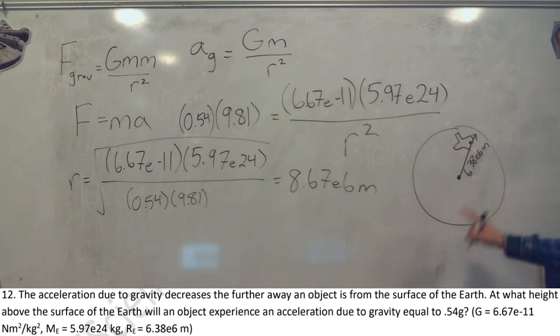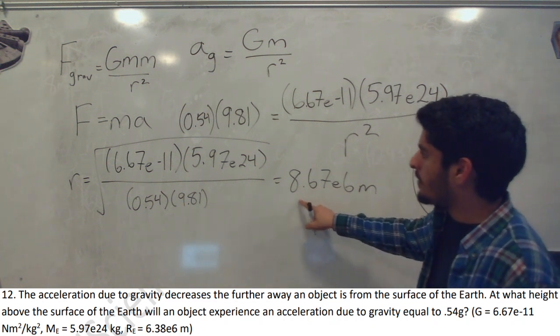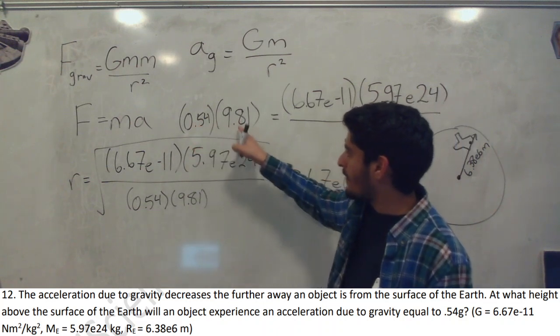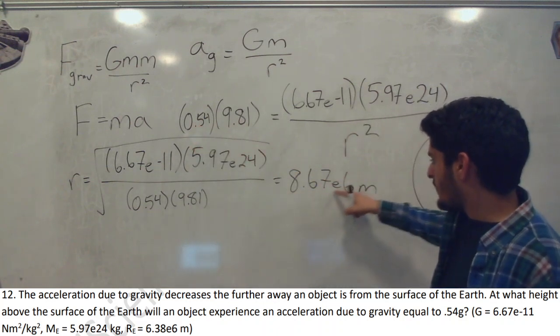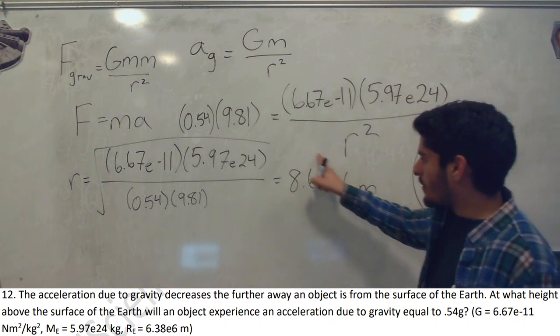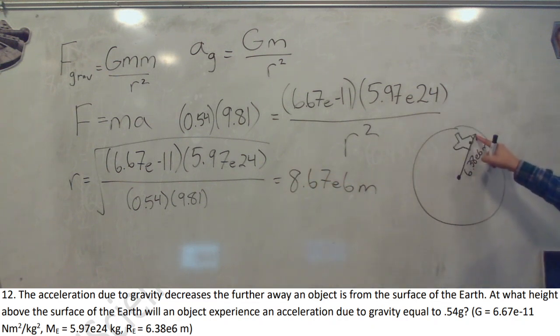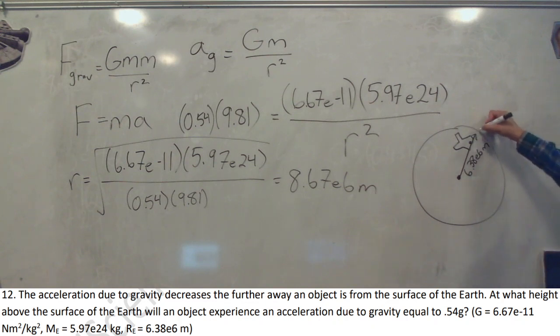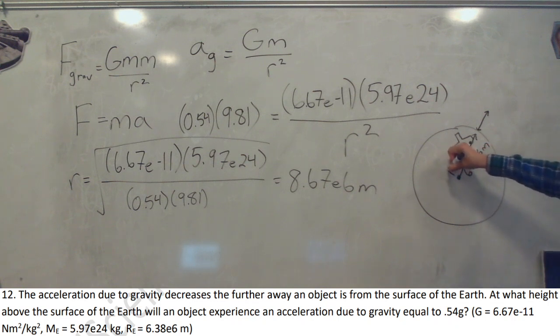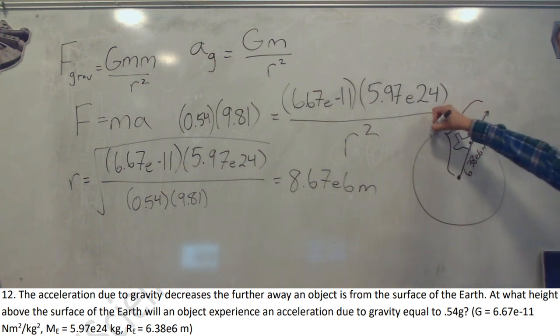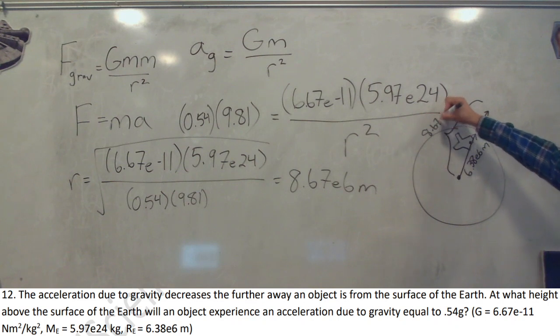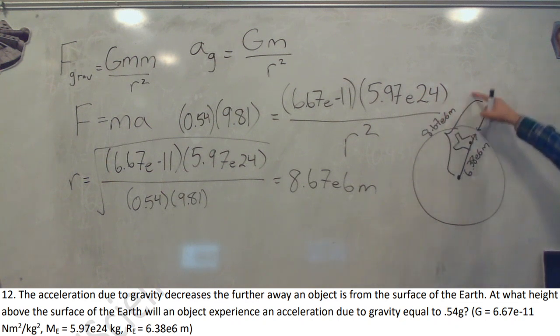Well, what we found is that the distance that you'd have to be in order to experience about half of gravity is 8.67 times 10 to the 6th. So that means we have to be farther away than the surface of the Earth. So we're maybe, let's speculate, somewhere out here. We're saying that whole distance is 8.67 times 10 to the 6th meters.